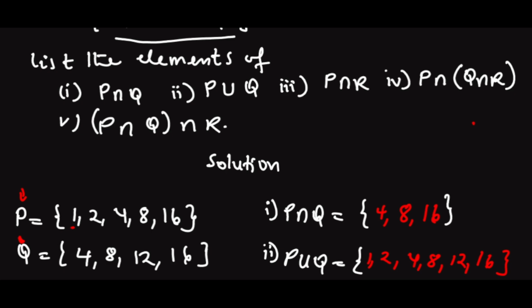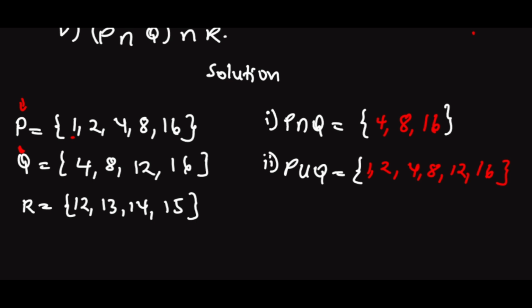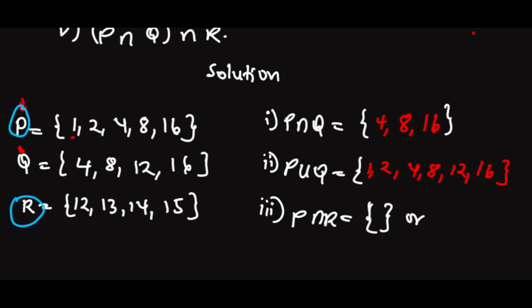And the next question says we should find P intersection R. So we are looking at this P here and this R here. The elements common between them is what we are interested in. So P intersection R is going to be equal to, currently there are no elements in P intersection R, so it is an empty set. So let's move on to our next question.